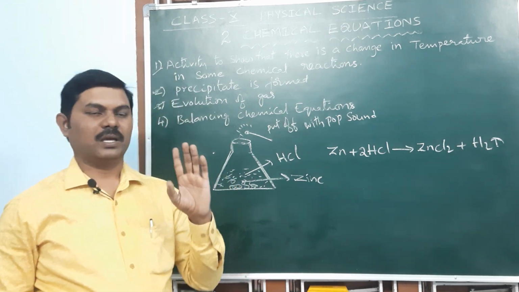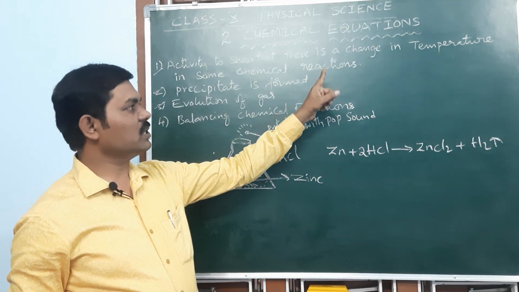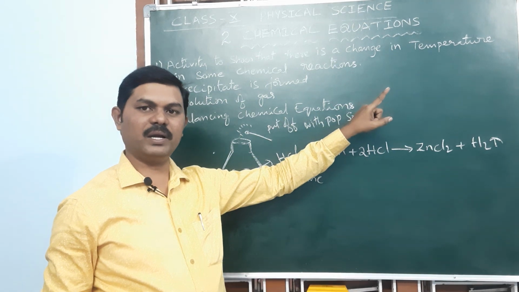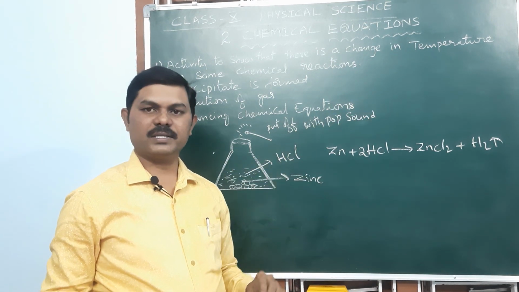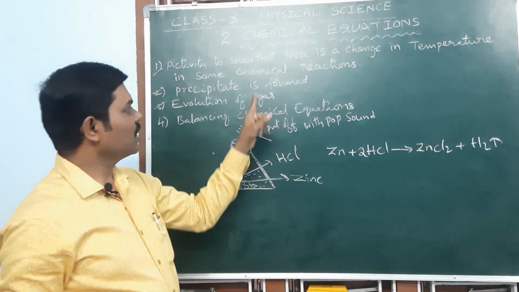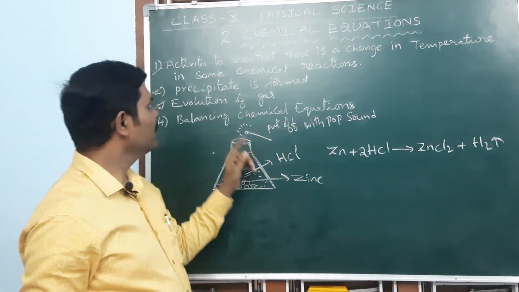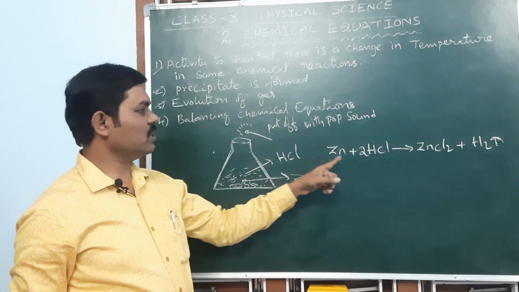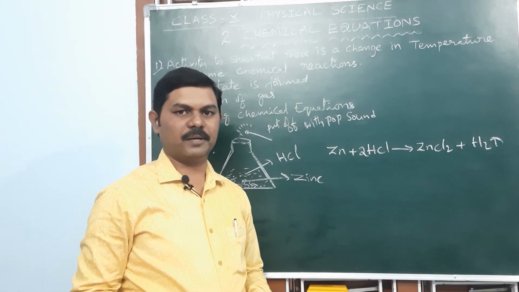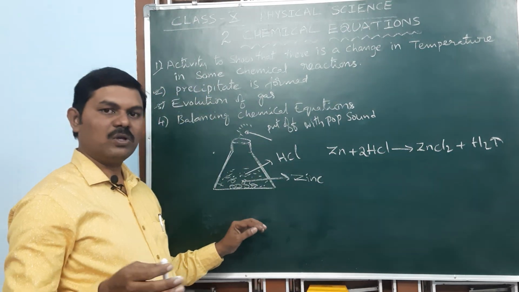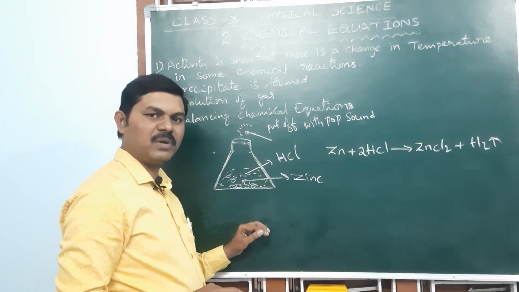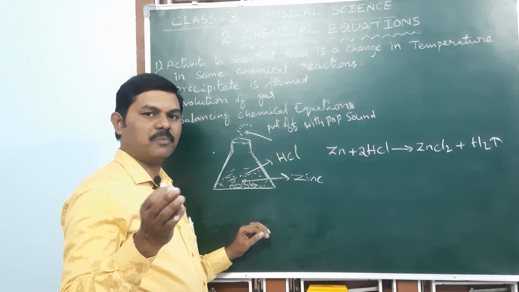So in a chemical reaction, sometimes heat energy will be liberated. Those reactions are called exothermic reactions. In some chemical reactions, precipitates are formed, called precipitation reactions. In some chemical reactions, gases can also be liberated. So an endothermic reaction is also there: the chemical reactions in which heat energy is absorbed.